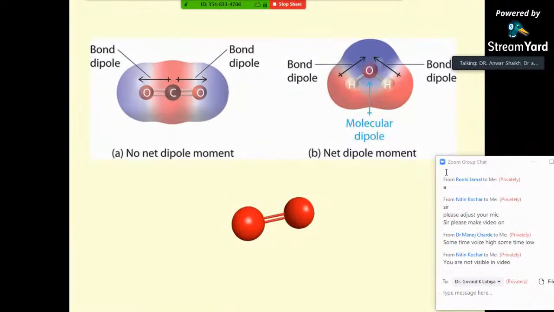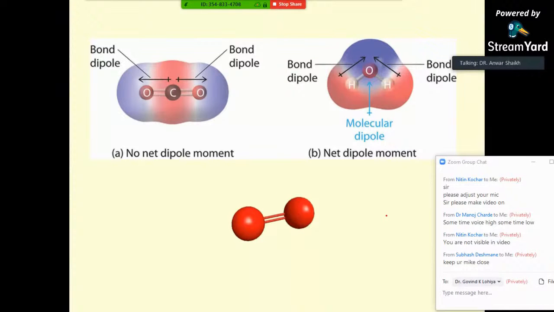What if you consider another non-linear molecule? Here, as this is a non-linear molecule, there is an unequal distribution of the density of the charge throughout the molecule, and this molecule possesses some dipole. That's why this molecule possesses some dipole, and it will definitely absorb the IR radiation.